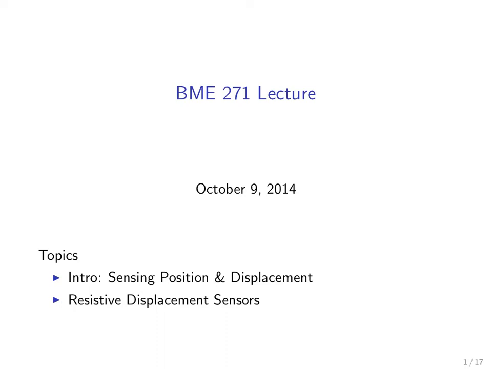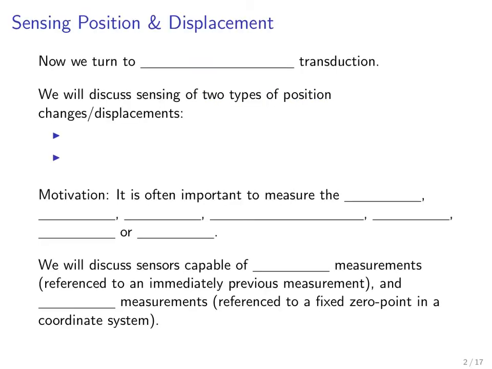In this BME 271 lecture, we will give an introduction to and motivation for sensing position and displacement, and then we will start to talk about resistive displacement sensors. So we now turn our attention to sensing mechanical transduction. And specifically, we will discuss sensing two types of positions or displacements, which can be categorized as linear displacements or angular displacements or rotations.